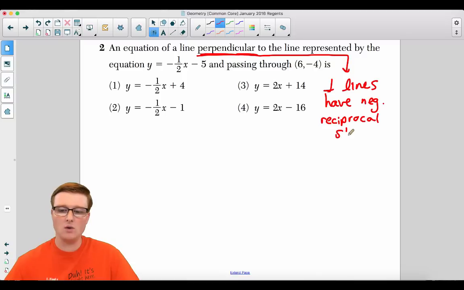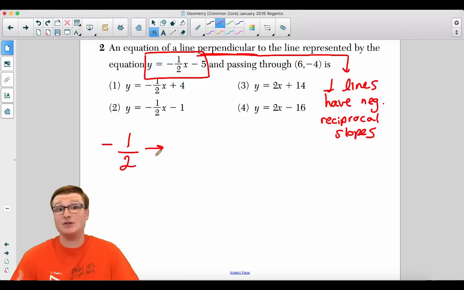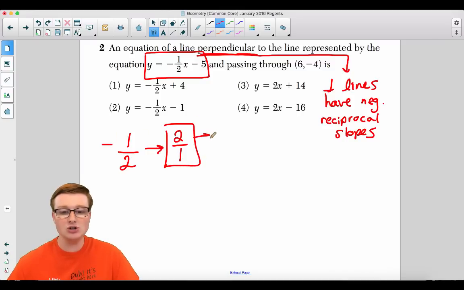So if we know that, and we know the equation of the original line, which is negative 1/2 x minus 5, your first step is to take negative 1/2, and you're going to take the negative reciprocal of that. So you're going to flip the fraction, change the sign from negative to positive, or positive to negative depending on what it is, but you always change the sign. So in this case, negative to positive. So your new slope is 2/1.